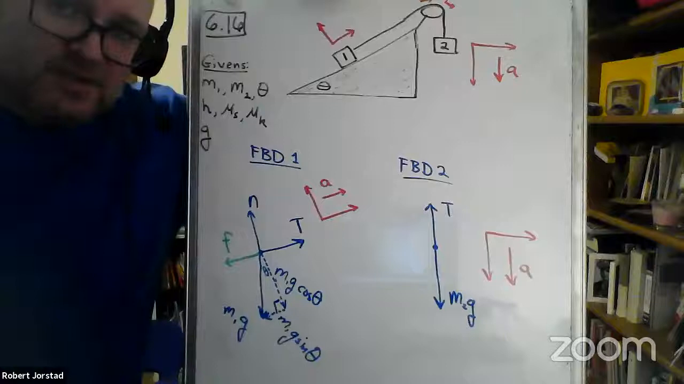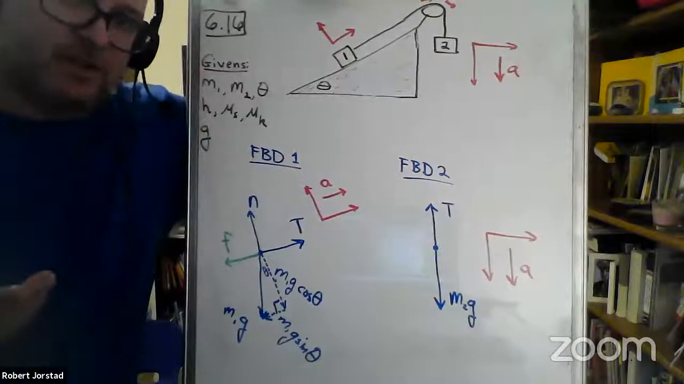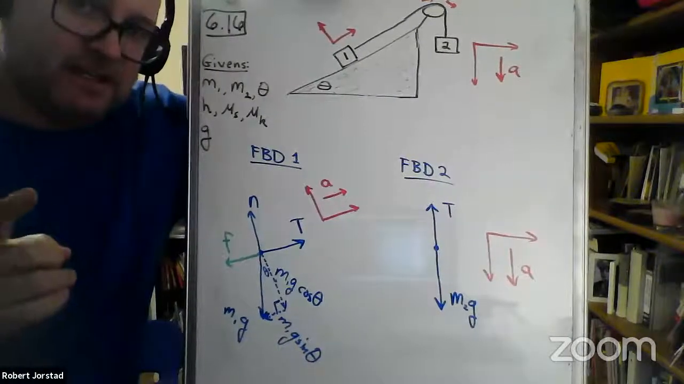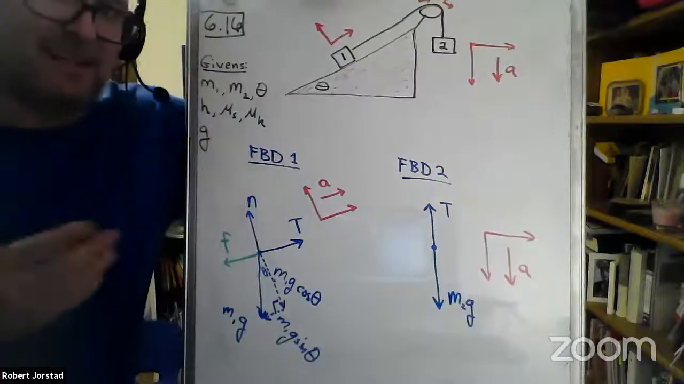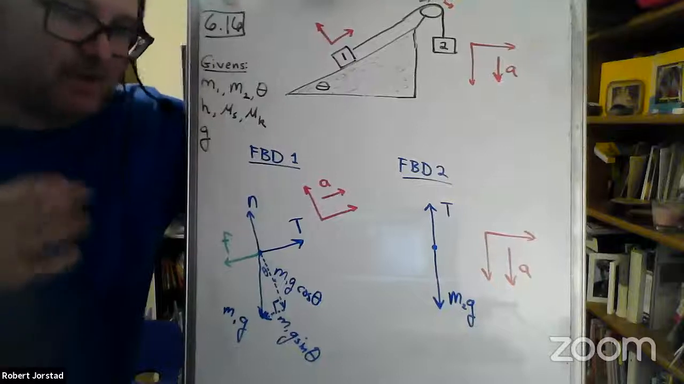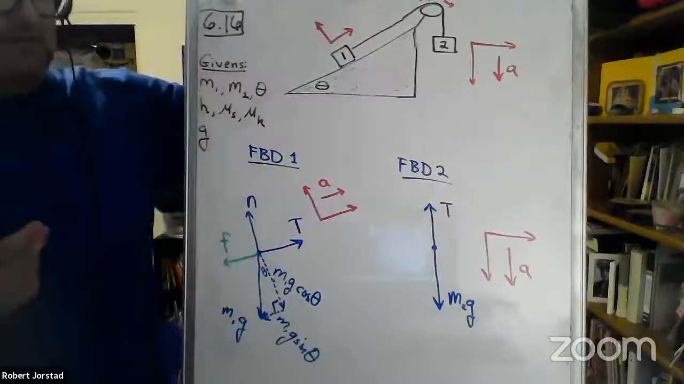In this case, can we use any of the special equations for friction? Specifically, does friction equal mu static times the normal force? Is it something less than that? Or can I use mu kinetic times the normal force? What do you think? Mu kinetic. Exactly. Why? What's the reasoning?